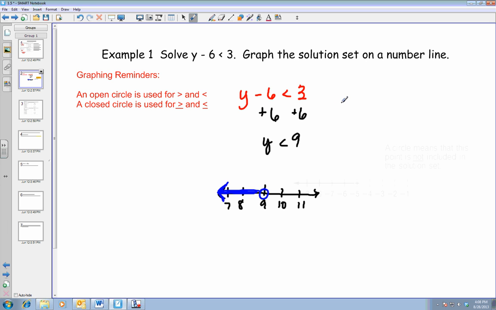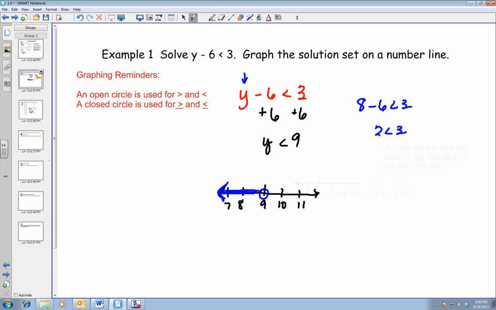I'm not going to make you show your check on all your answers. But if I plug in 8 in place of this y, 8 minus 6 is less than 3, 2 is less than 3, that's a true statement. So I know that that's right. If I were to plug a number over here that's not shaded, like 10, 10 minus 6 is less than 3. Well, 10 minus 6 is 4, and that's not less than 3. So that's what our solution sets are telling us. We have more than just one answer.